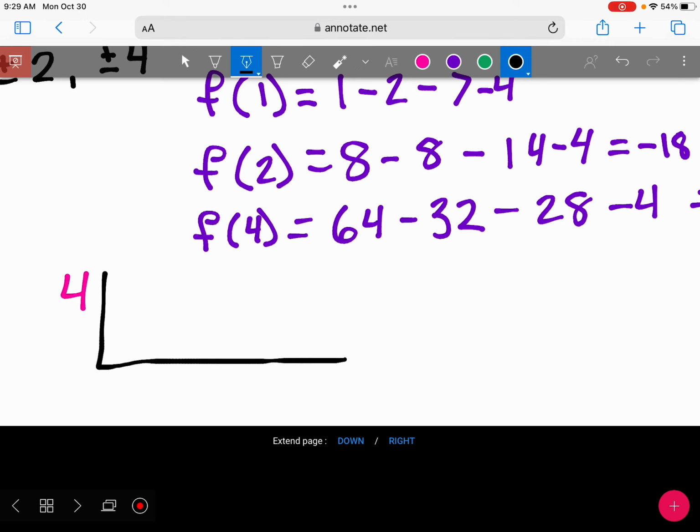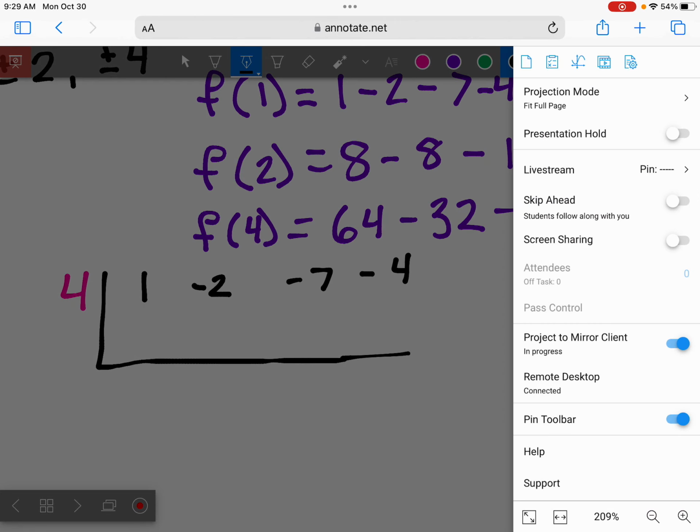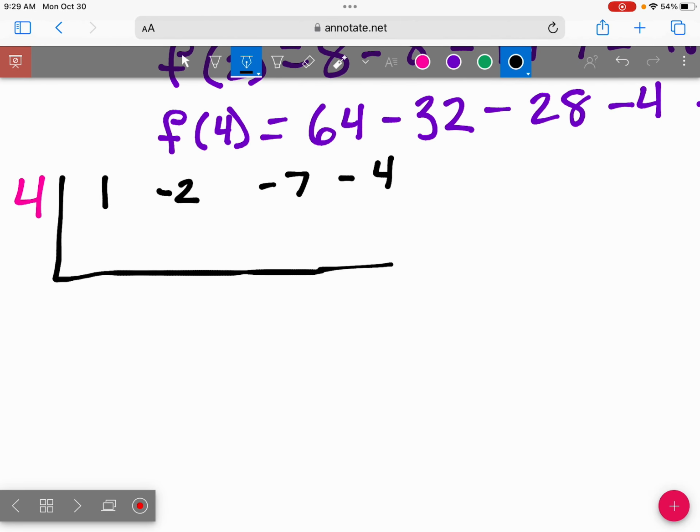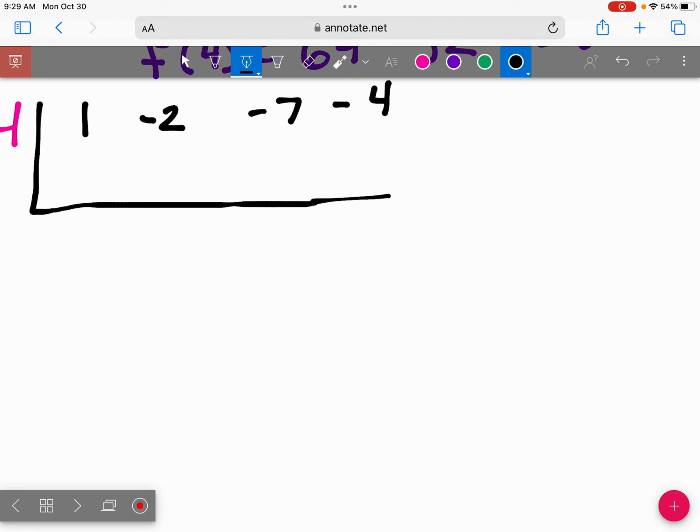Are we going to use the original function? We're going to use the original function. So we're going to list our coefficients: 1, negative 2, negative 7, negative 4. I'm going to change the view just so that it's not so tiny. So we're dividing by 4. These are our coefficients.